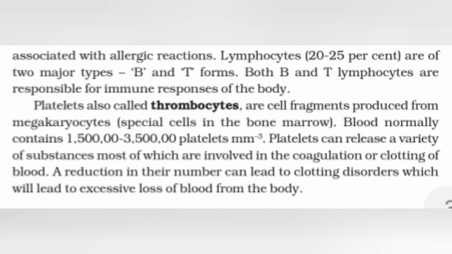Platelets, also called thrombocytes, are cell fragments produced from megakaryocytes, that are special cells in the bone marrow. Blood normally contains 1.5 million to 3.5 million platelets per millimeter cube. Platelets can release a variety of substances, most of which are involved in the coagulation, that is clotting of blood in case of any wound or injury. A reduction in their number can lead to clotting disorders. किसी वजह से अगर थ्रोम्बोसाइट्स कम हो जाते हैं तो क्लॉटिंग के लिए प्रॉब्लम आ जाती है और इसकी वजह से एक्सेसिव ब्लड लॉस हो सकता है बॉडी से.